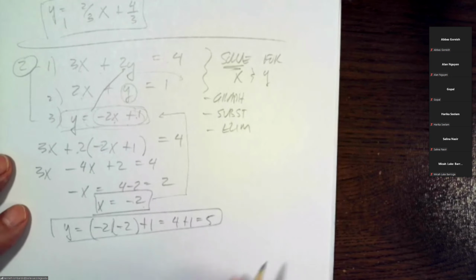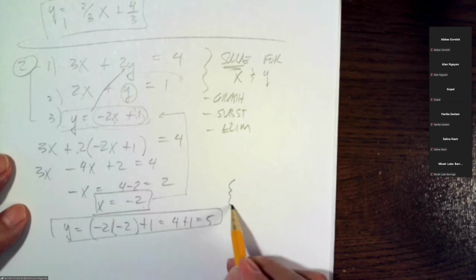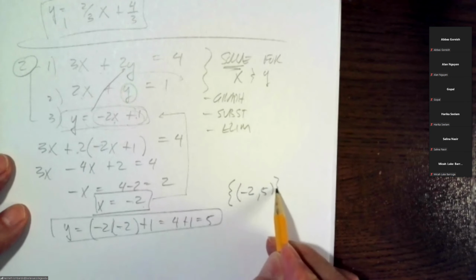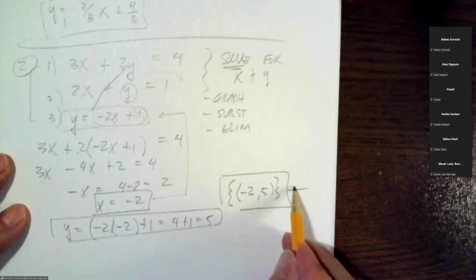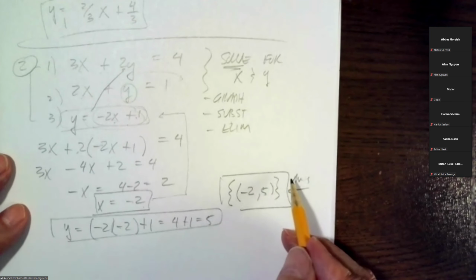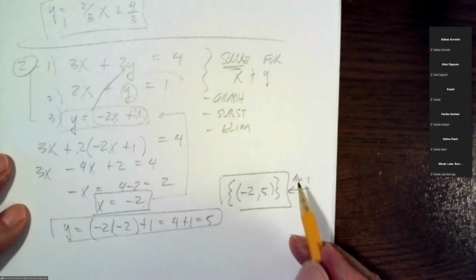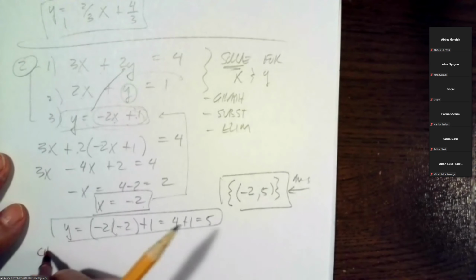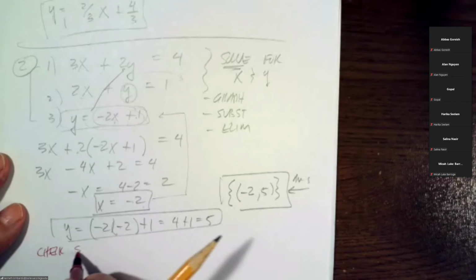So now we're saying a solution would be, here's our solution set, negative 2 and 5. And we could even check the solution. Maybe we ought to do that from time to time, and you might be asked to check your solution.